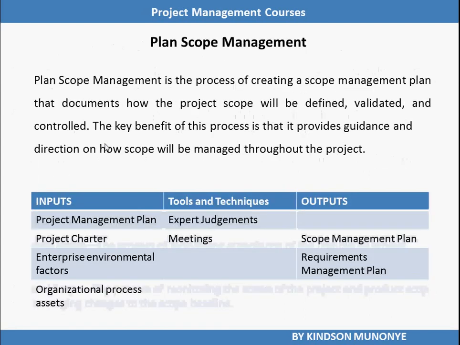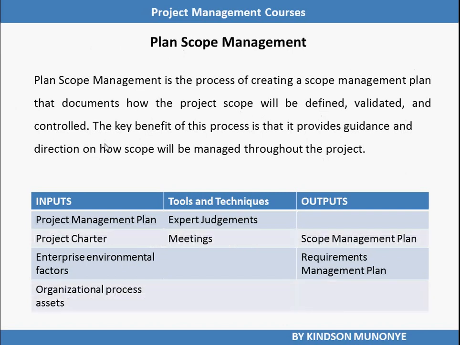As we discuss plan scope management, the first process under the scope management knowledge area, we are going to look at the ITTOs, that is the inputs, tools and techniques, and the outputs. First, what is plan scope management? Plan scope management is the process of creating a scope management plan that documents how the project scope will be defined, validated, and controlled. The key benefit of this process is that it provides guidance and direction on how scope will be managed throughout the project.